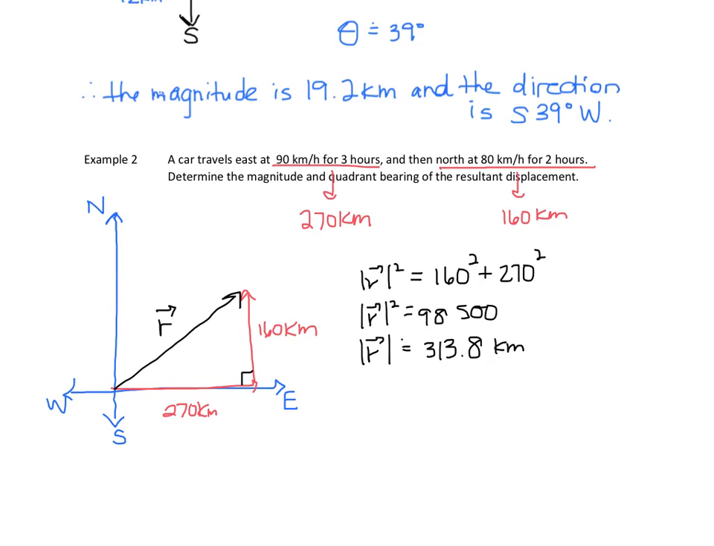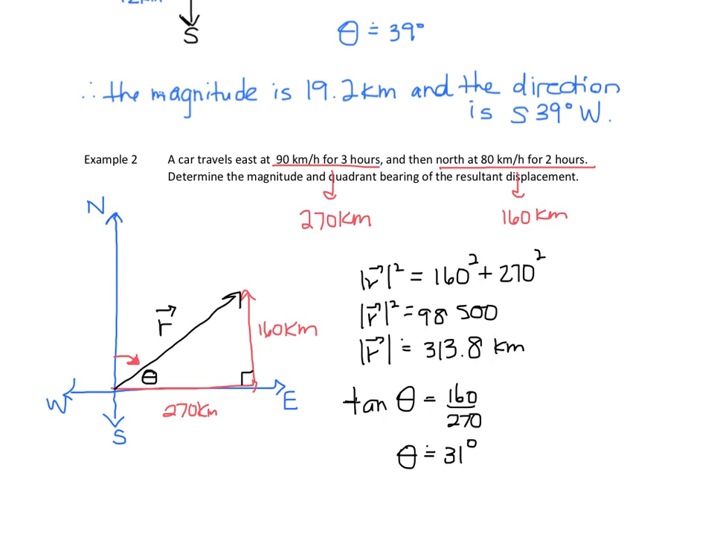Now, we can use the tangent ratio to find the angle inside this triangle, and then we'll do a slight adjustment to that because in order to express this as a quadrant bearing, what we actually need is this angle here. We need to know how many degrees from north we have traveled. But first we'll find the measure of angle theta. So tan theta in this case would be 160 over 270. Using your inverse tan button, we can see that theta is 31 degrees.